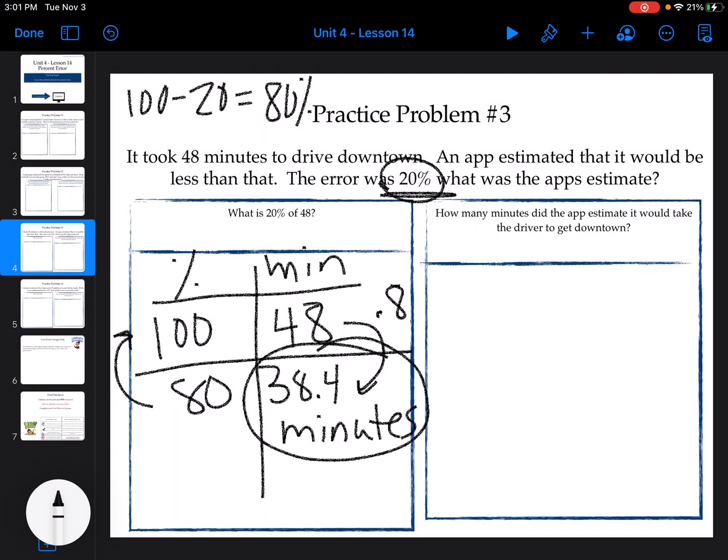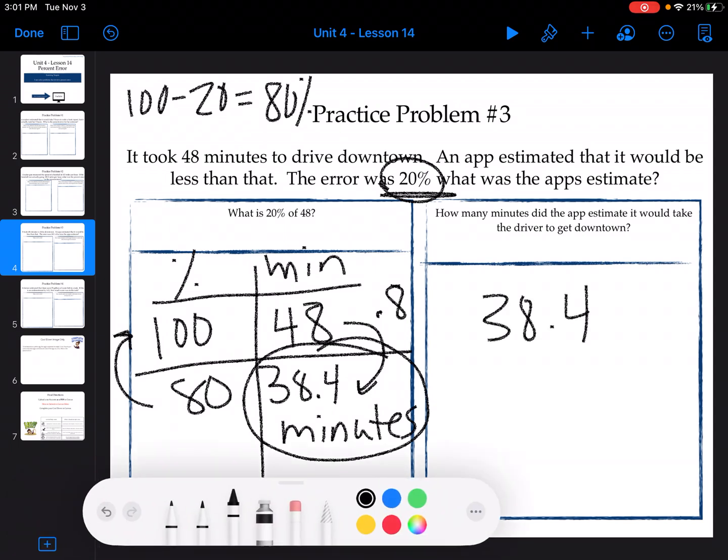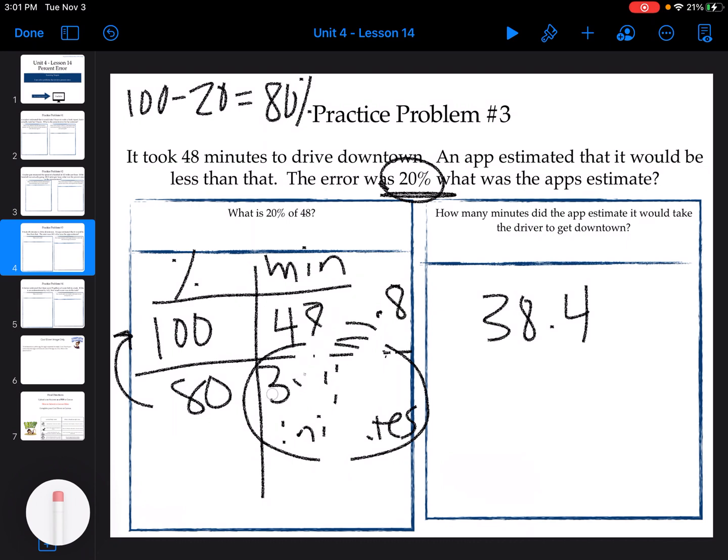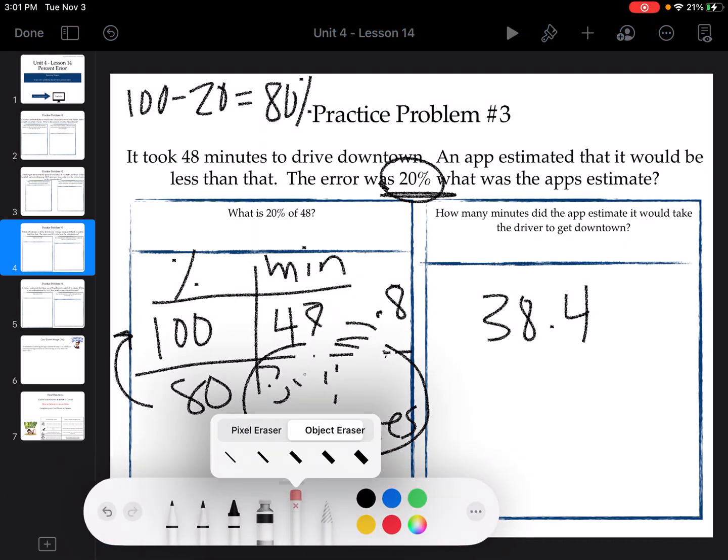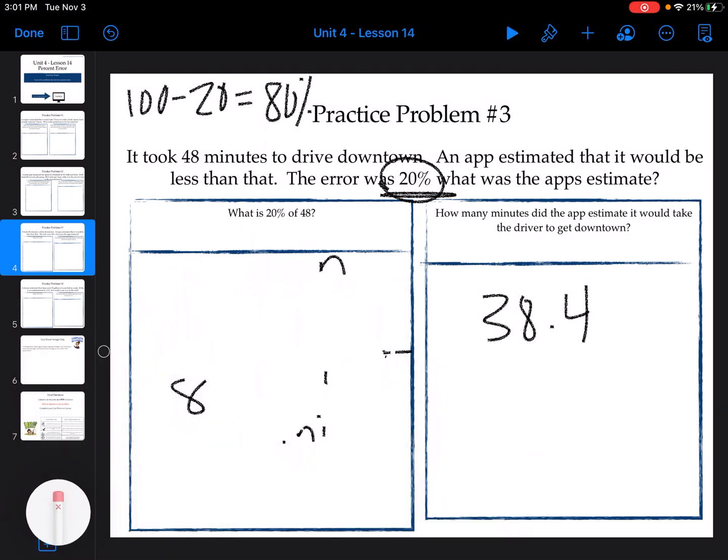All right, so then it says, how many minutes did the app estimate it would take the driver to get downtown? Oh, I kind of did this backwards. I didn't quite read what it said. So we figured out this answer, 38.4. So I'll erase this part and we'll start again. It helps to read.